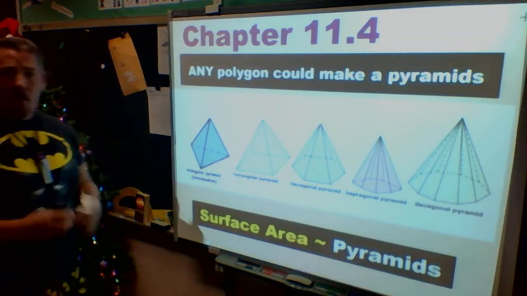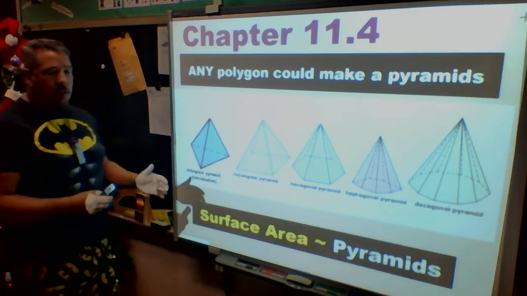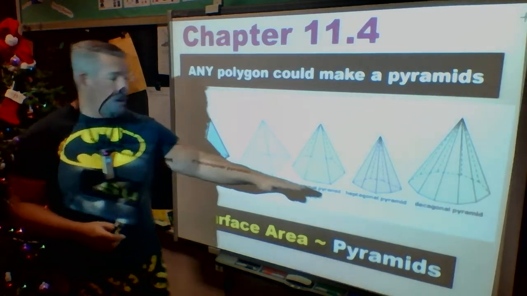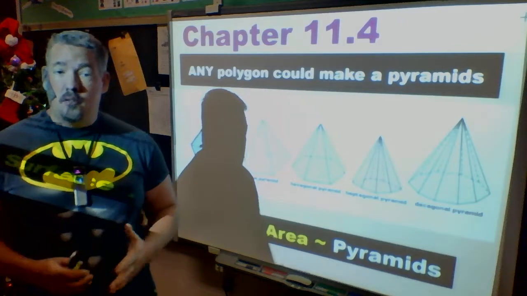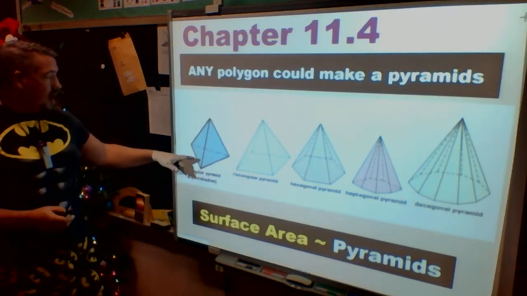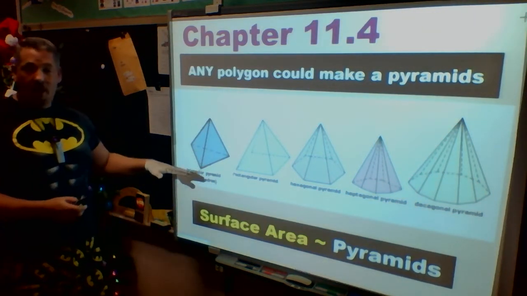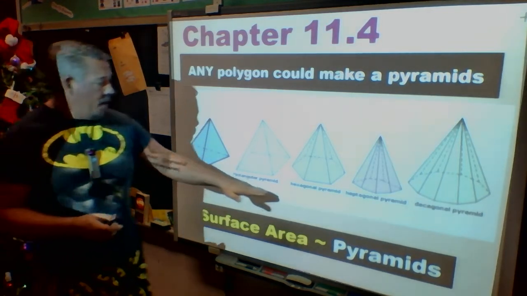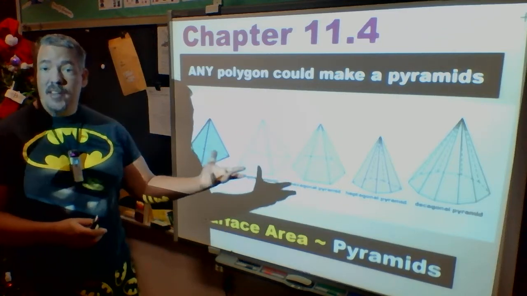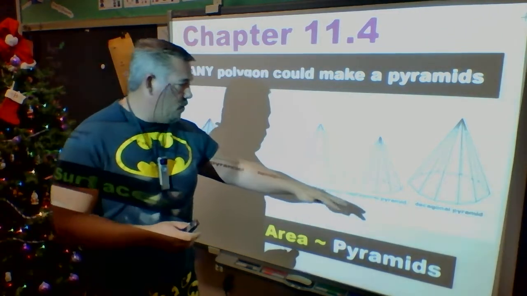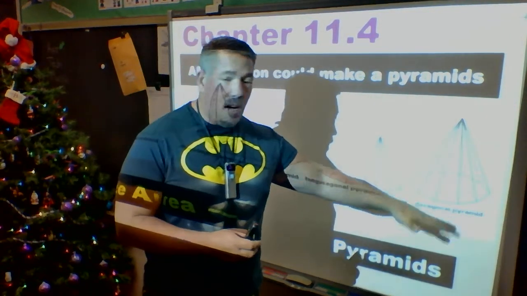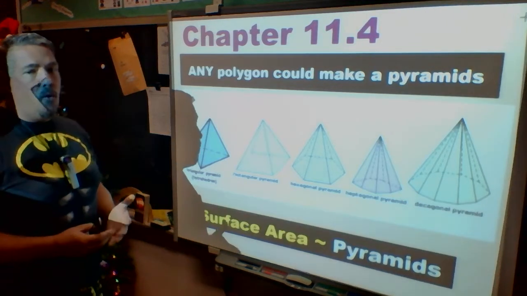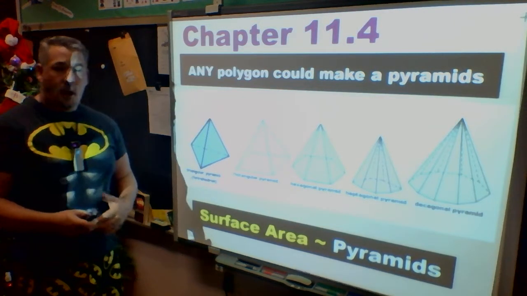But we need to understand what a pyramid is. A pyramid is anything that has triangles on the side and any type of solid polygon to make the base. So we can have a triangular pyramid, which is a tetrahedron. We can have a square-based or rectangle-based pyramid. We can have a hexagonal, so a six-sided shape, and then a heptagonal, seven-sided shape, a dodecagonal pyramid. Any type of shape can make the base of a pyramid. You never know when someone's going to throw one of those at you and try to trick you.